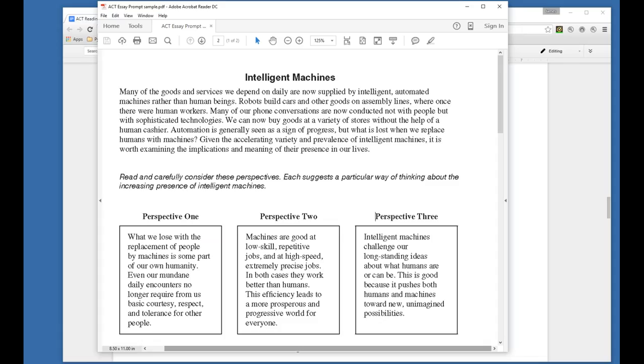So what's the main issue? What's the main topic that we are going to be examining here? In the chat, let me know what the main topic is that we are going to deal with on this essay. Just pop it right in the chat.